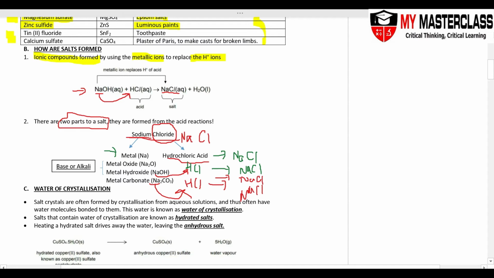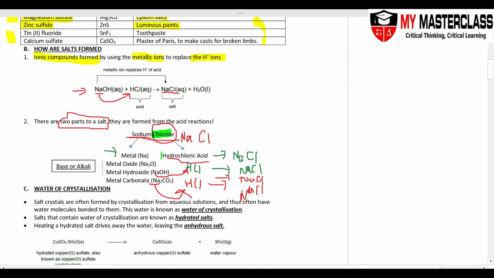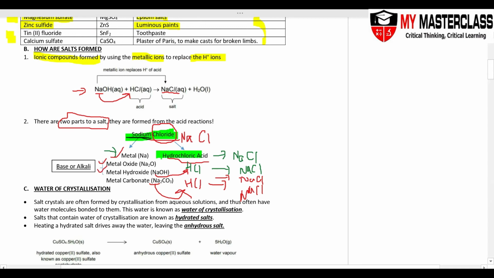So salts are formed based on two parts. The second part, the chloride or the sulfate or the nitrate, will come from the acid. Chloride comes from HCl, a sulfate salt will come from sulfuric acid, and a nitrate salt will come from nitric acid. The first part will come from the four reactions that you learned before: the metal, the oxide and hydroxide, which are your base or alkali, and the carbonate reaction.